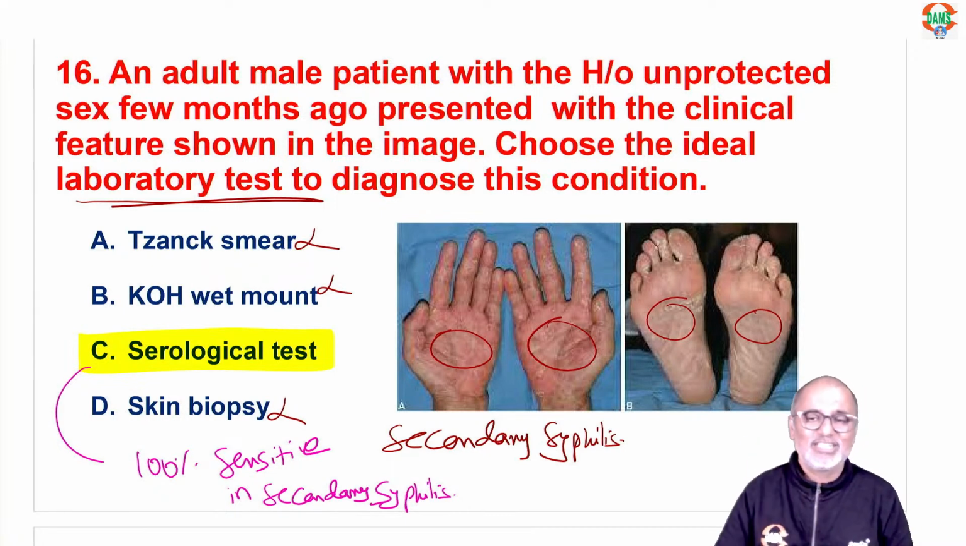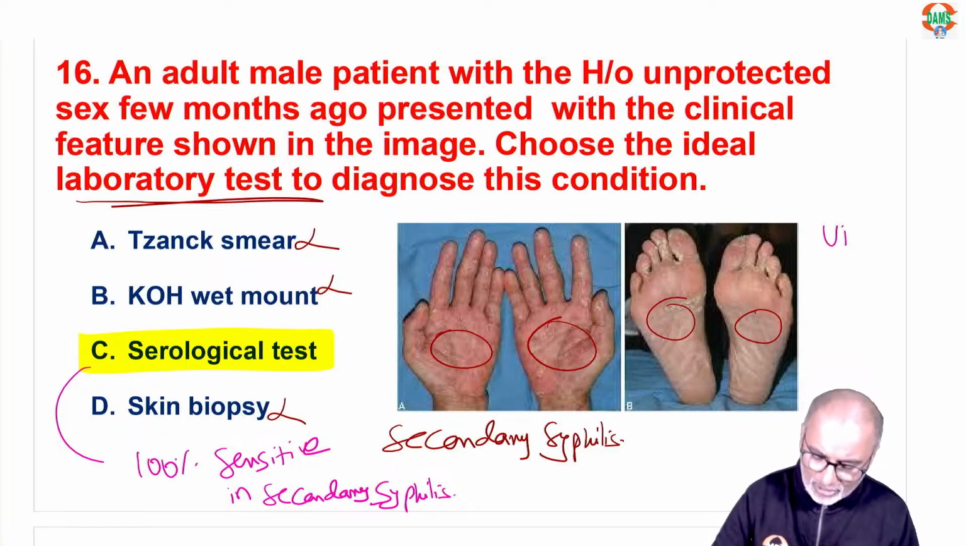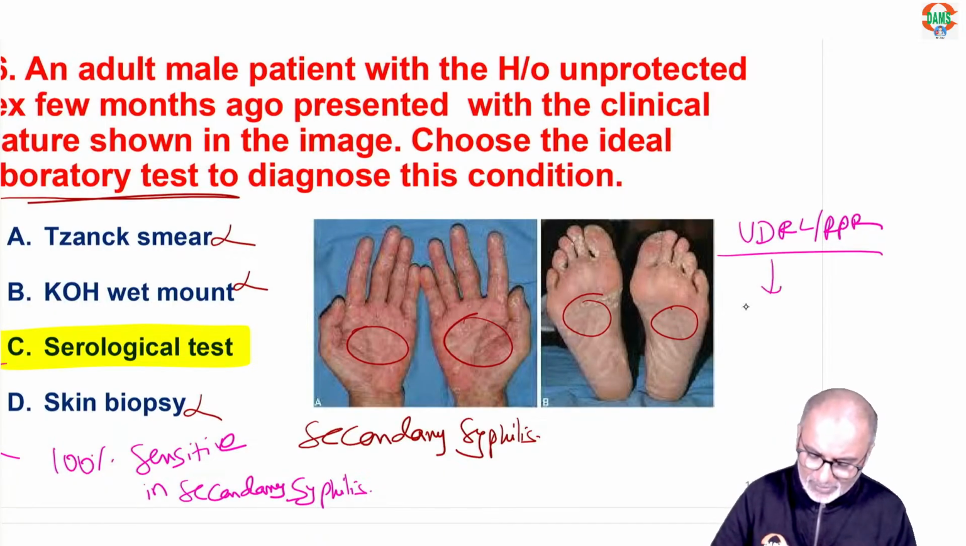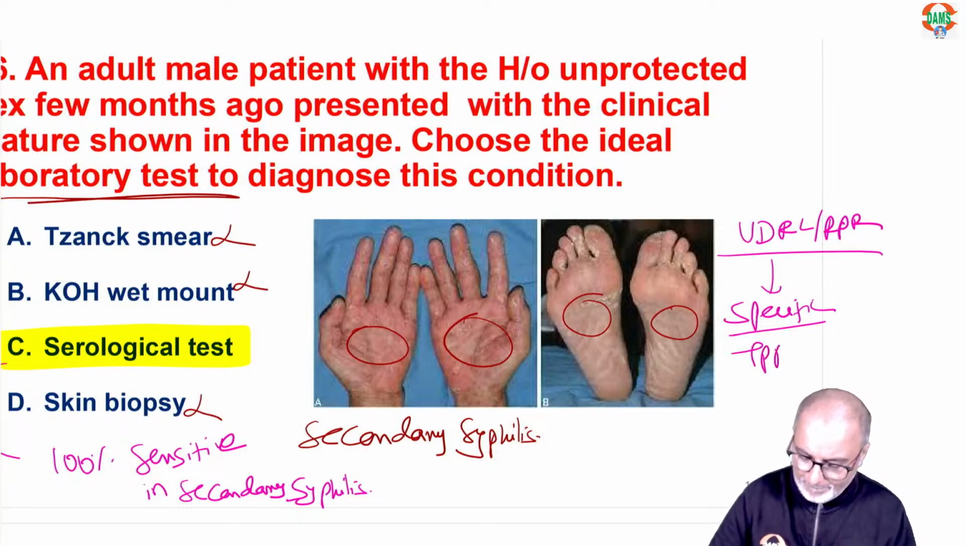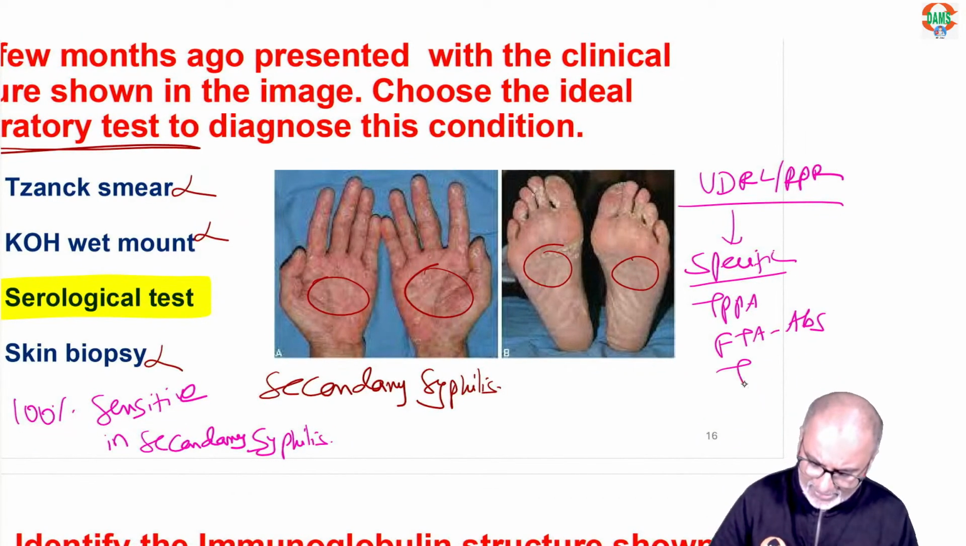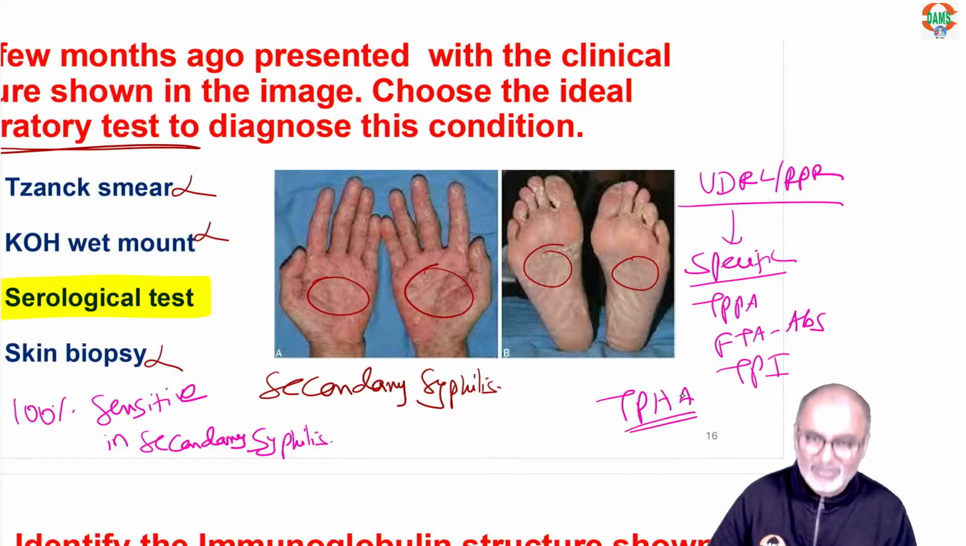Go for serological test. Do VDRL test or RPR test first. If it is positive, then proceed for specific test like TPPA, FTA-ABS. Many are there. Big list is there. TPI, TPHA, that is commonly used in many places. Right.